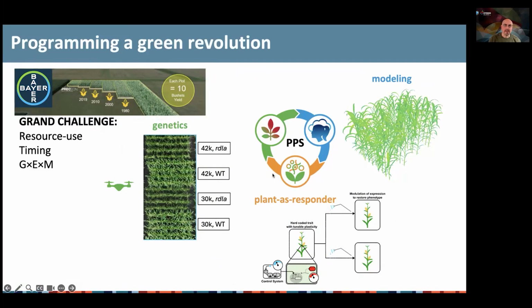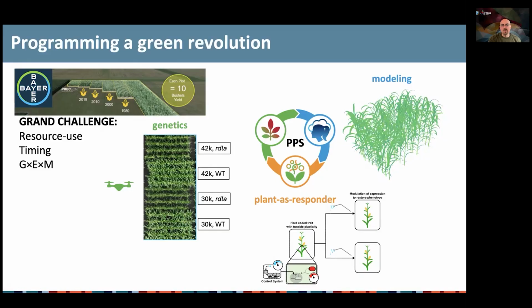As you heard from Abe earlier, programming plants has the potential to greatly impact agricultural production and sustainability. The figure in the top left here is from Bayer crop scientists, and with feedback from stakeholders, I've really been driven to think about the crops of the future and what we could do with programmable plants.